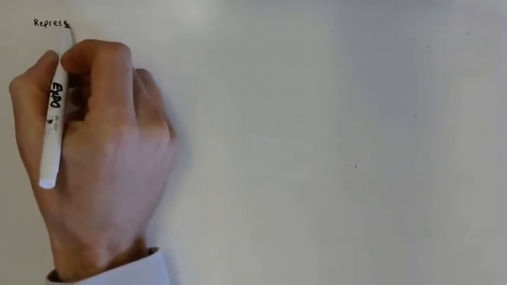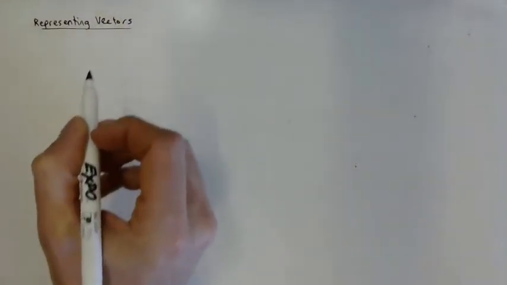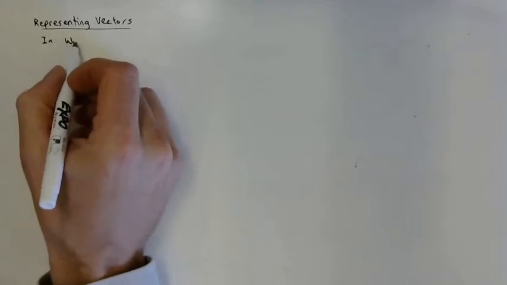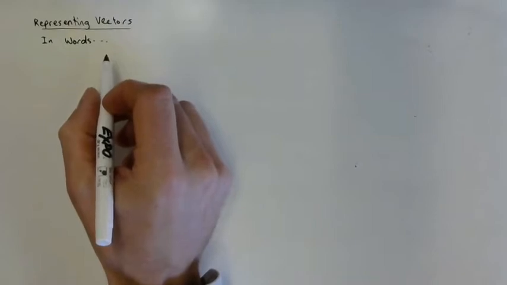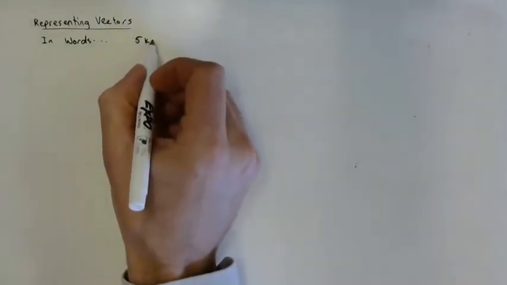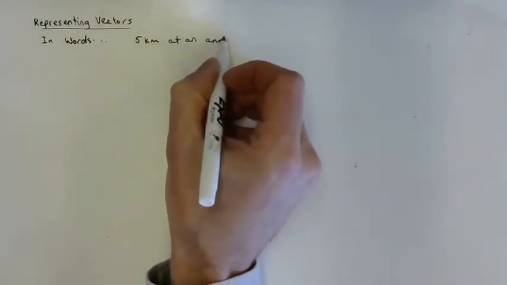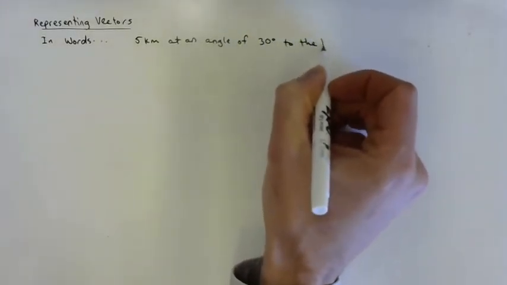Okay, you know what vectors are now. We're going to talk about how to represent them. Representing vectors. And there's a handful of different symbols, words, or images that can be used to talk about them. So the first thing that we're going to talk about is using words. Using words, we just give an example. You could say something like 5 kilometers at an angle of 30 degrees to the horizontal.